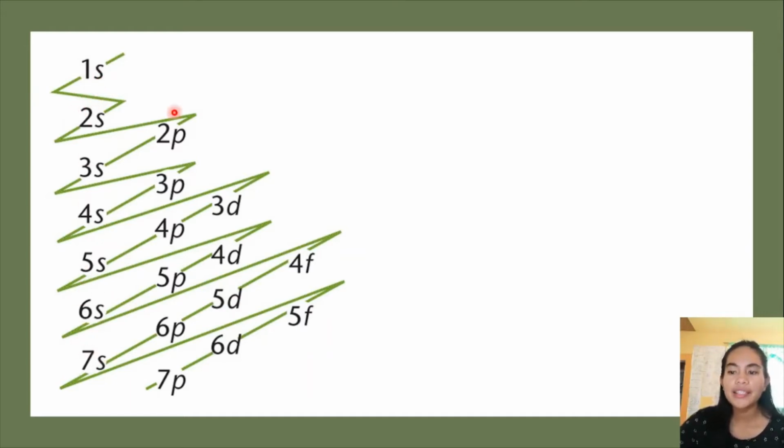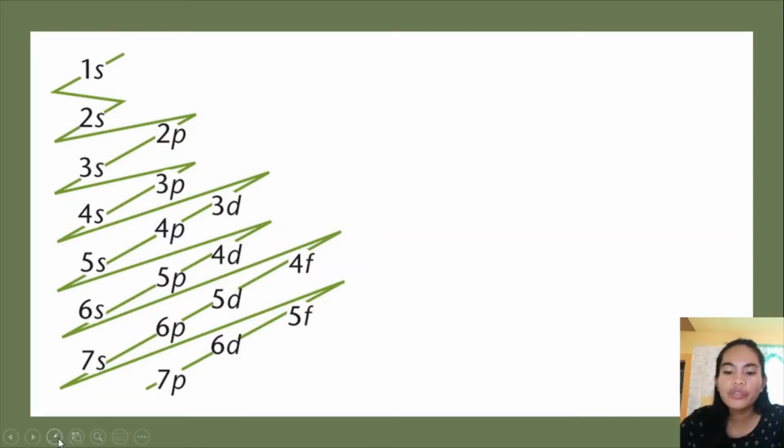Okay, next the subshell of P is 6. That's why we start at 2, 3, 4, 5, 6, 7. And then the subshell of D is 4. We have 3D, 4D, 5D, 6D. And then the subshell of F is 4 and 5. Okay, so that is it.